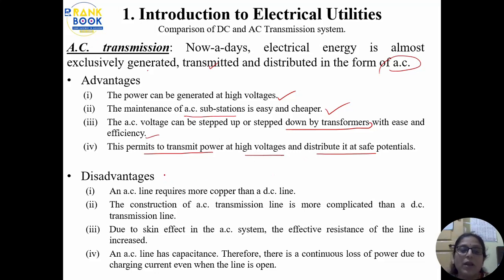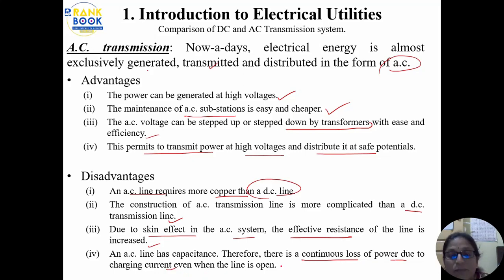and it can be distributed in a safe potential way. And disadvantages like AC line requires more copper than the DC line, and construction of AC transmission line is little bit more complicated than DC transmission, and because of skin effect in AC system, the effective resistance of the line will be increased, and AC line has capacitance, therefore there is a continuous loss of power due to charging current, even when the line is open.